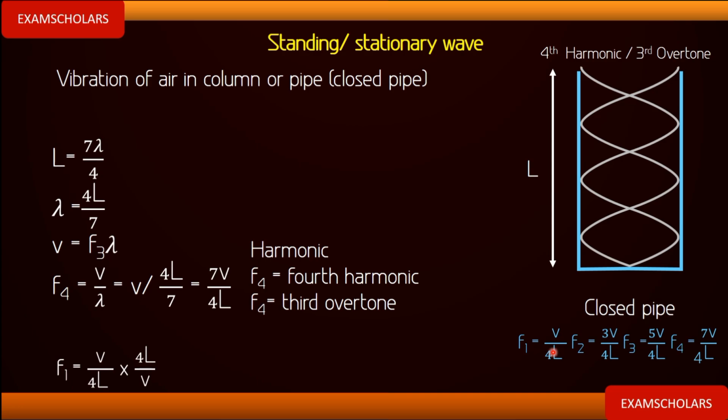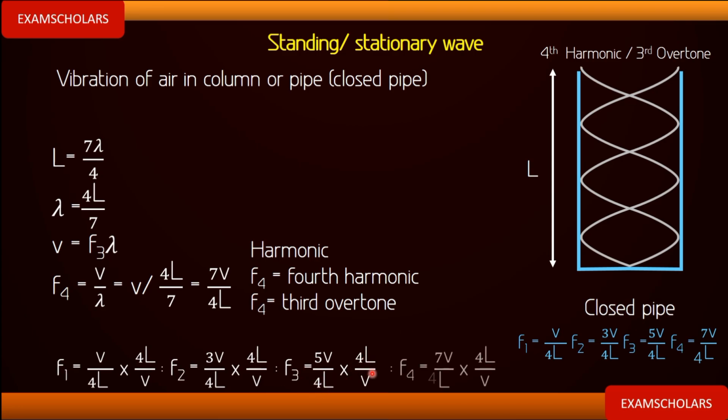To find the ratio, let's do what we used to do before. I want to break this down very fast. Now this is what we are going to do. Just go ahead and pick the F1, the value, divide it by every other thing. So we are going to have F1, which is V over 4L times 4L over V. Ratio, what is F2? 3V over 4L times 4L over V. What is F3? 5V over 4L, then you multiply 4L over V with it. Then you have F4. You have 7V over 4L times 4L over V. So that is the ratio.